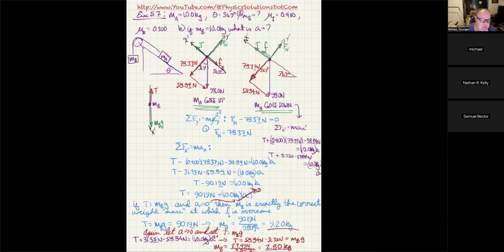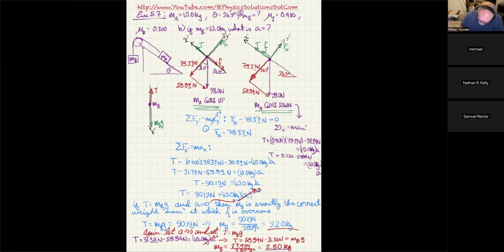And what they asked specifically for part B was if the coefficient of friction is mu k equals 0.3, meaning we've overcome the static friction and we're now into the kinetic friction realm, and mB is equal to 10 kilograms, determine the acceleration of the system. So now all we've got to do to finish this up is take the other equation and solve the system, but for the case where it goes up the incline, which is the first case, mA goes up.